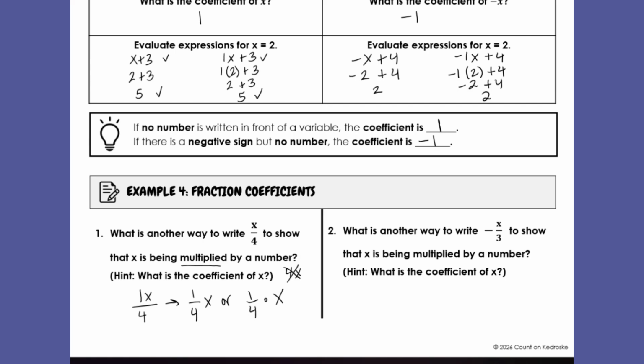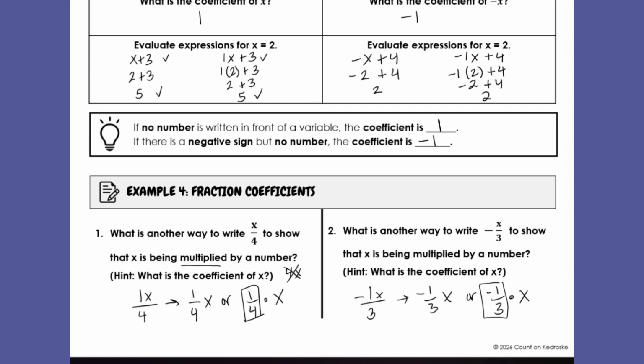Then if you look at the second example, it's the same idea. We're looking at -1x divided by 3, or sorry, -1/3 x, or -1/3 times x. So that coefficient essentially is -1/3. And in the first example, our coefficient was 1/4.